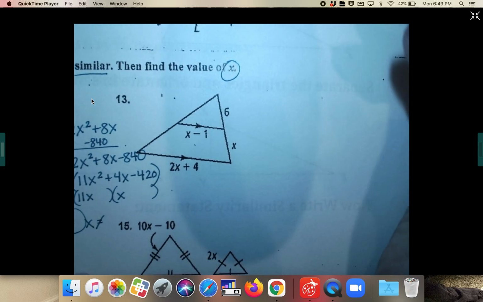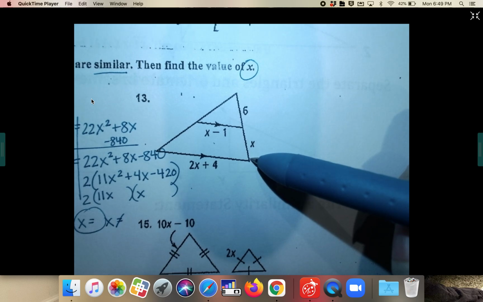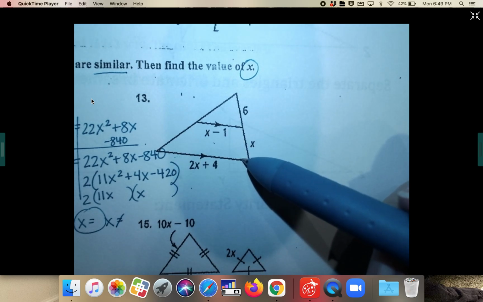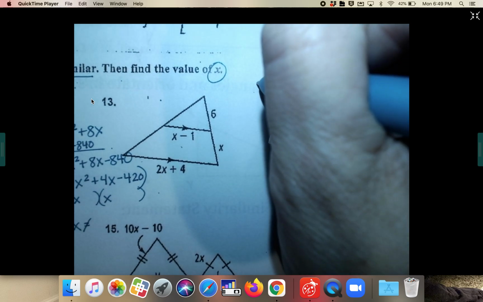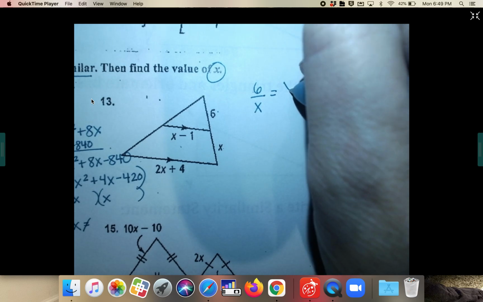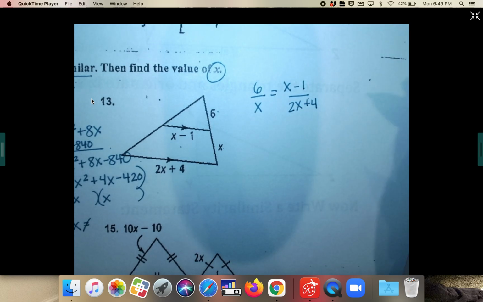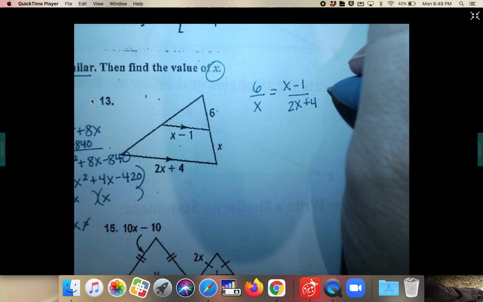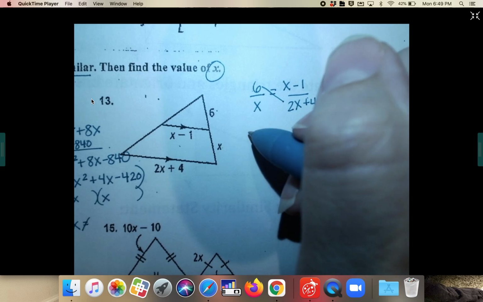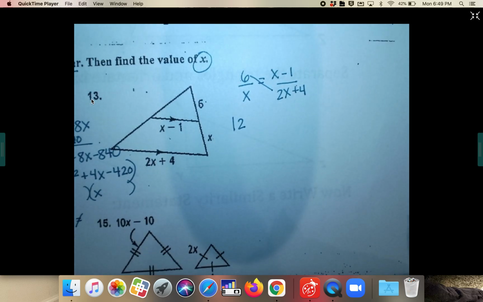Let's try 13. So 13 is 6 over x equals x minus 1 over 2x plus 4. I think this is going to happen again, but let's just make sure at least you could get it set up right. 6 over x equals x minus 1 over 2x plus 4. Oh man, you guys, this is going to happen again. Okay, that's okay. Let's get as far as we can, and then I'm not going to make you guys factor yet. We will definitely review this before Algebra 2.